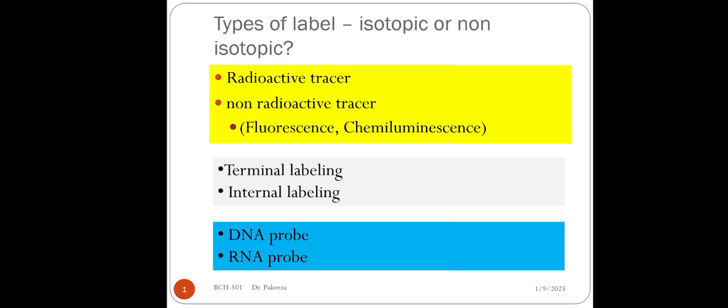The labels could be isotopic or non-isotopic, which means they could either be radioactive or non-radioactive. When we talk about non-radioactive tracers, they could either be fluorescent or the chemiluminescence ones.